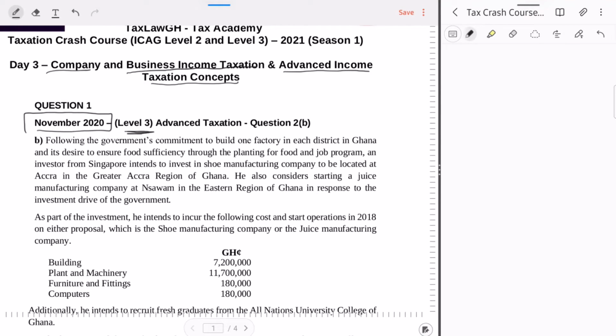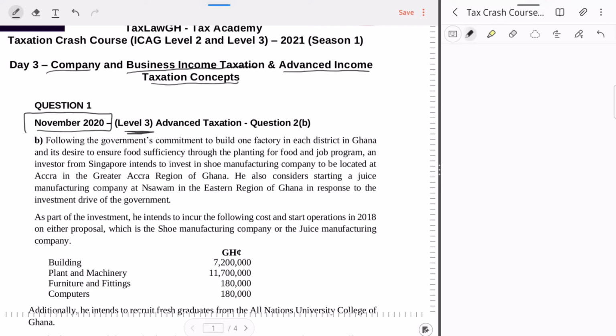They said, following the government's commitment to build one factory in each district in Ghana. Do we still have one district, one factory? I don't know. Following the government's commitment to build one factory in each district in Ghana and its desire to ensure food sufficiency through the Planting for Food and Jobs program, an investor from Singapore intends to invest in a shoe manufacturing company to be located at Accra. So, you see, tax is interesting. Once I see manufacturing company, then I need to think about the locational incentives for manufacturing companies. You know, manufacturing companies get a rebate based on where they are located. I'm sure all of us are aware of this, aren't we?